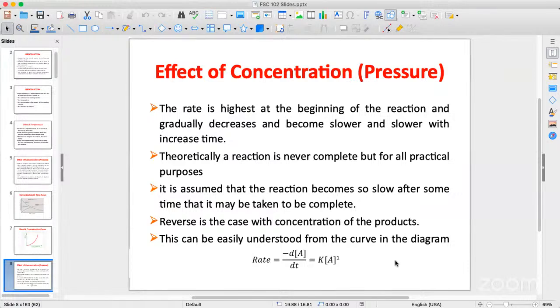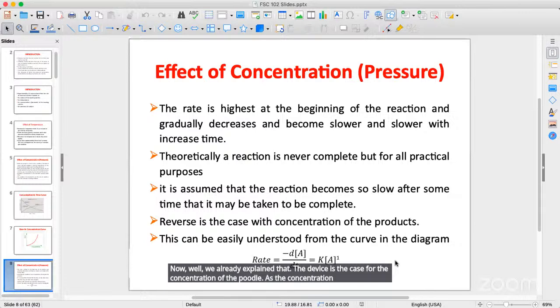Now, we already explained that the reverse is the case for the concentration of the product. As the concentration of the reactant decreases, the concentration of the product increases. And I think we showed that at the beginning of the reaction.